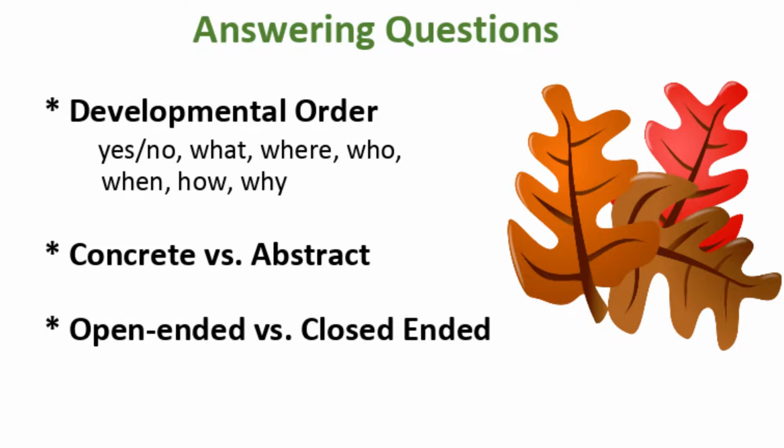First of all, you want to think about the developmental order. Children learn to process questions in a developmental order. They start out with yes/no questions, simple little questions like, do you want more milk? Do you want to go outside? They also begin to process what questions. And if you think about yourself engaging with a little one, you ask a lot of what questions. What is that? You point things out.